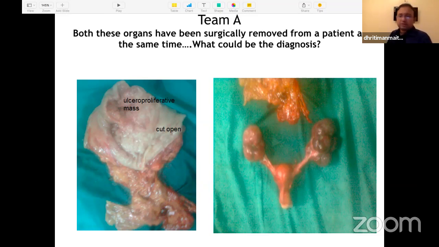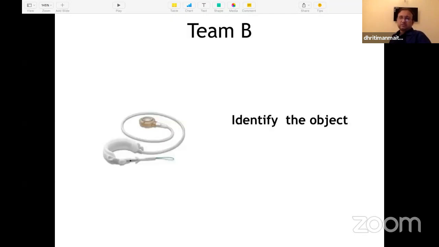So, Soumya Deepta, identify this object. It is used for measuring the anorectal pressure. No. This is something you named in the last round. This is an adjustable gastric band, which is used for obesity.